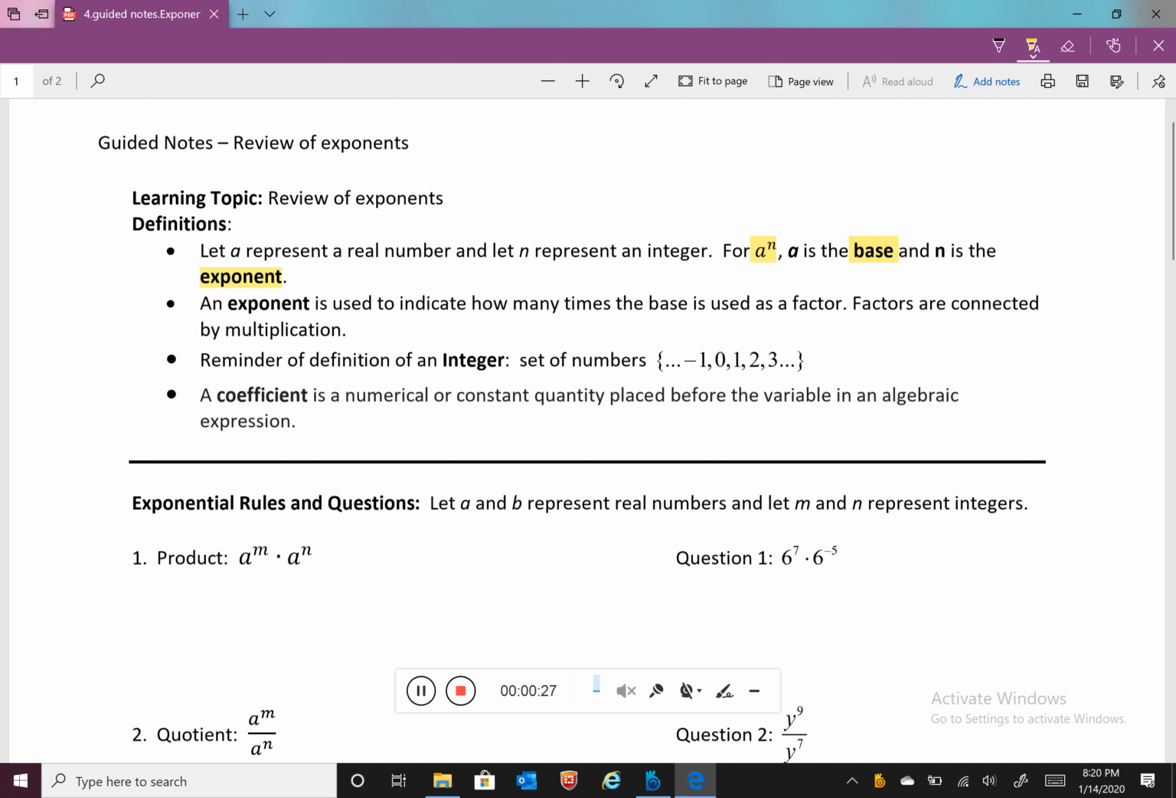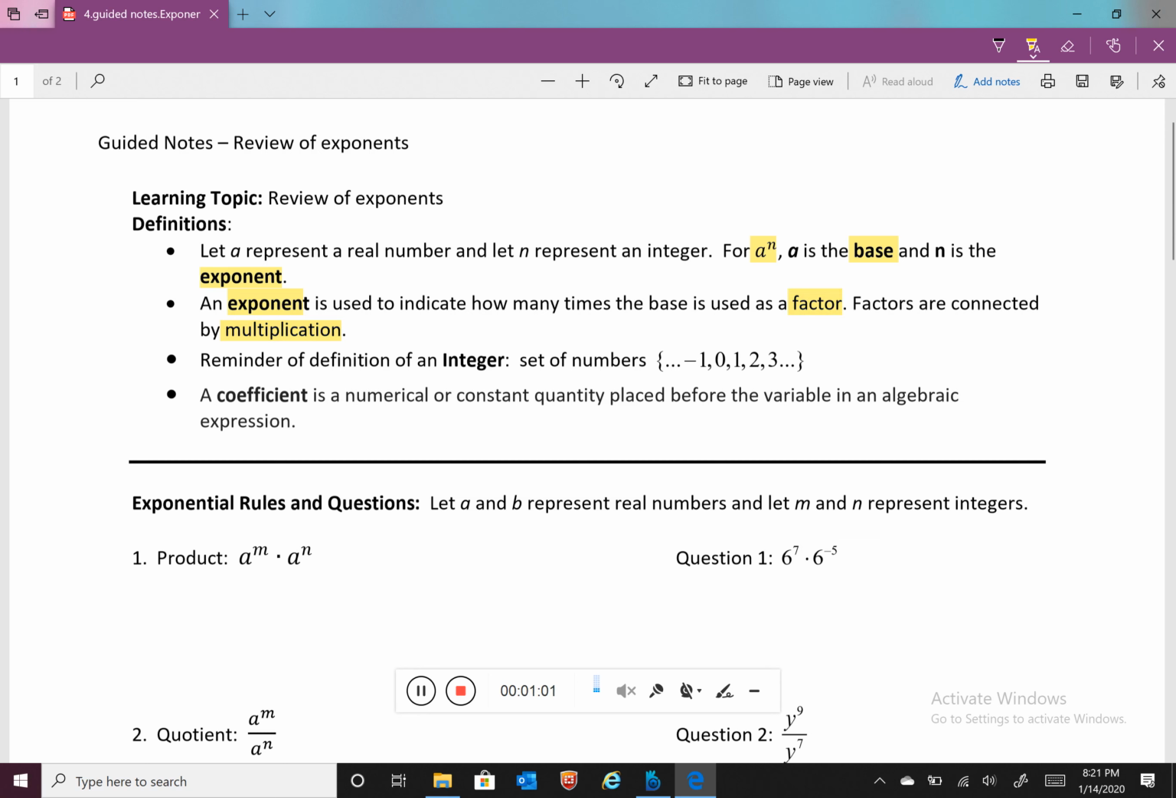But now we need to define what an exponent is. An exponent is used to indicate how many times the base is used as a factor. So we also need to understand what a factor is. Factors are connected by multiplication. If you think about the number 6, 6 has factors of 2 and 3 because 2 times 3 is equal to 6. So remember, factors are connected by multiplication.